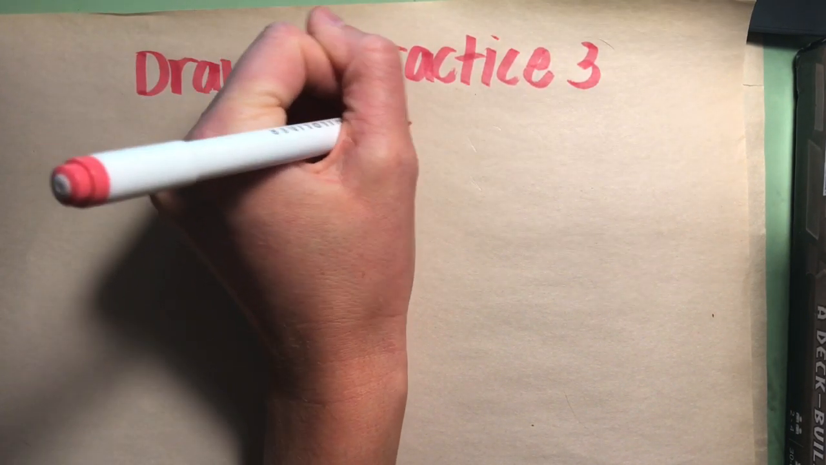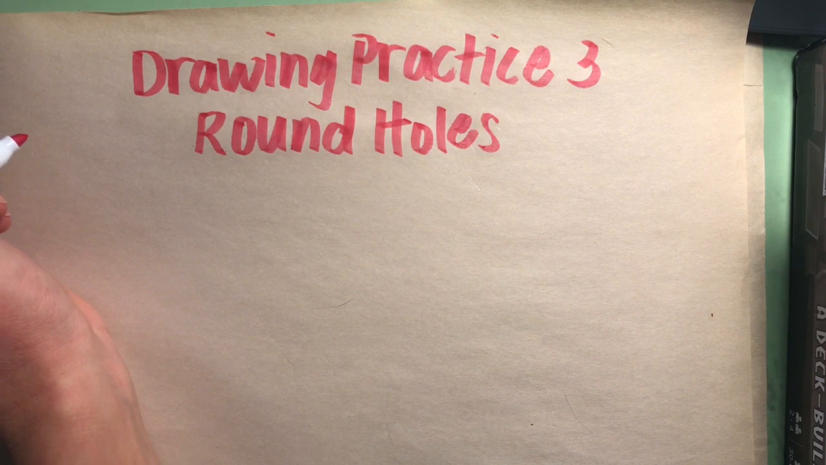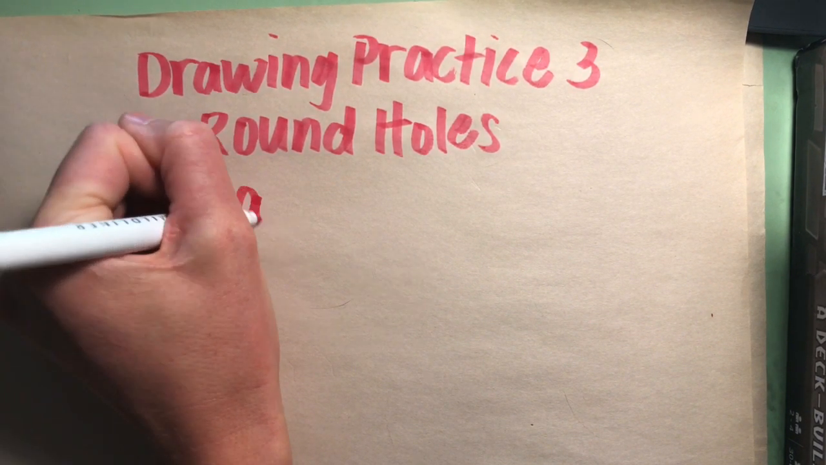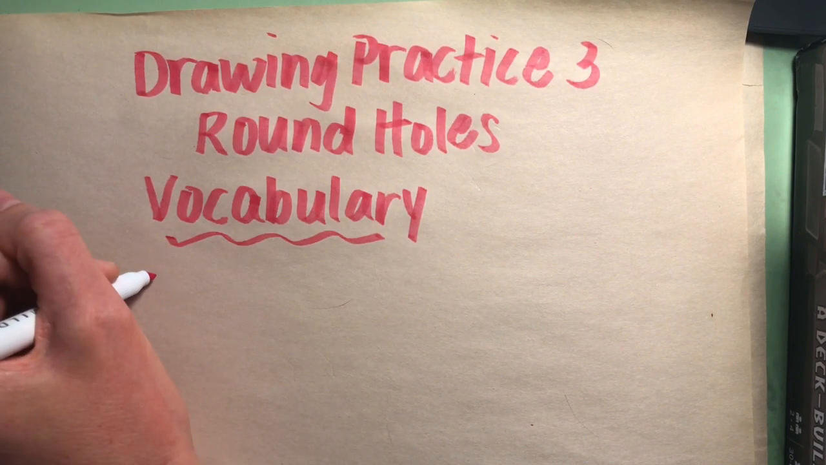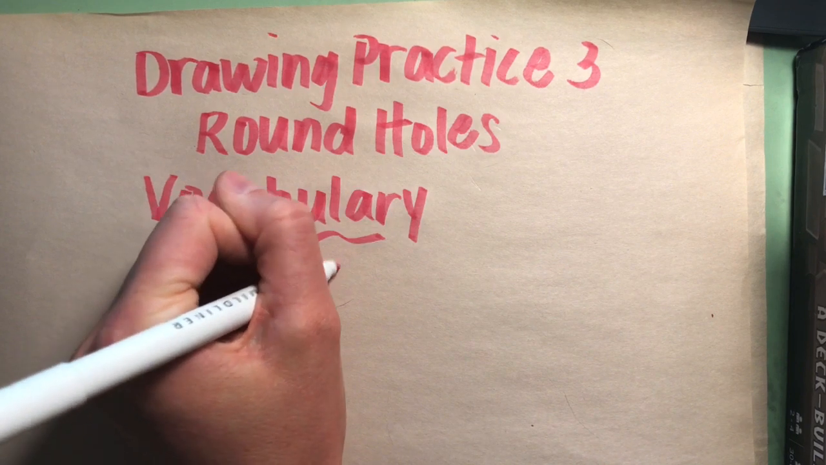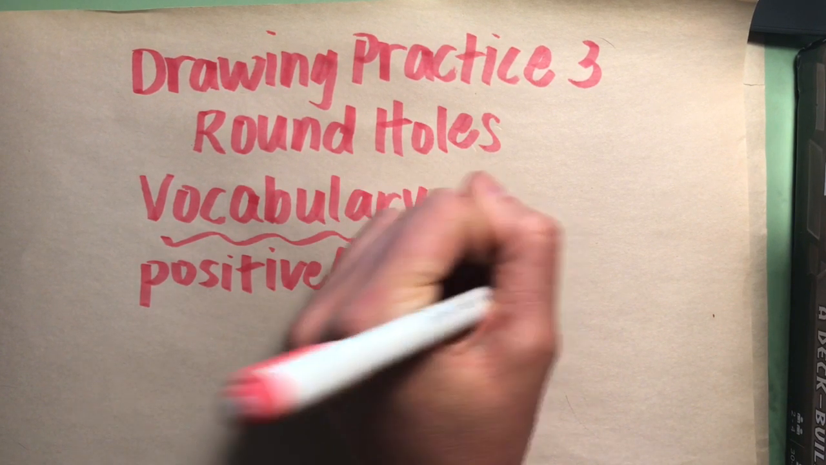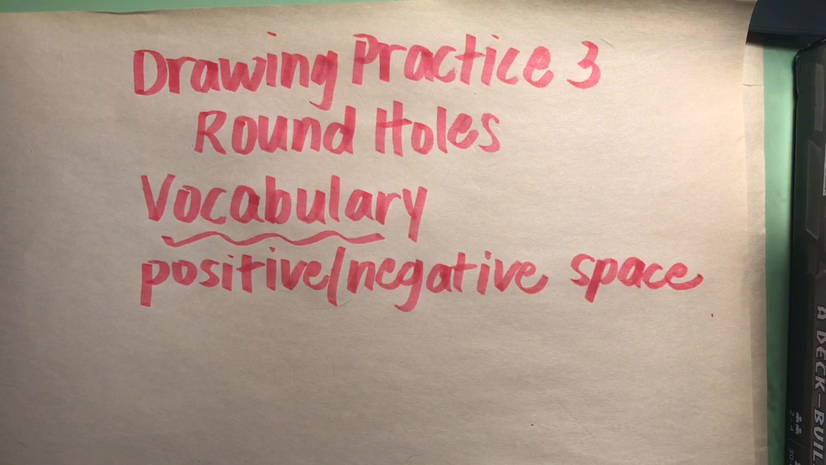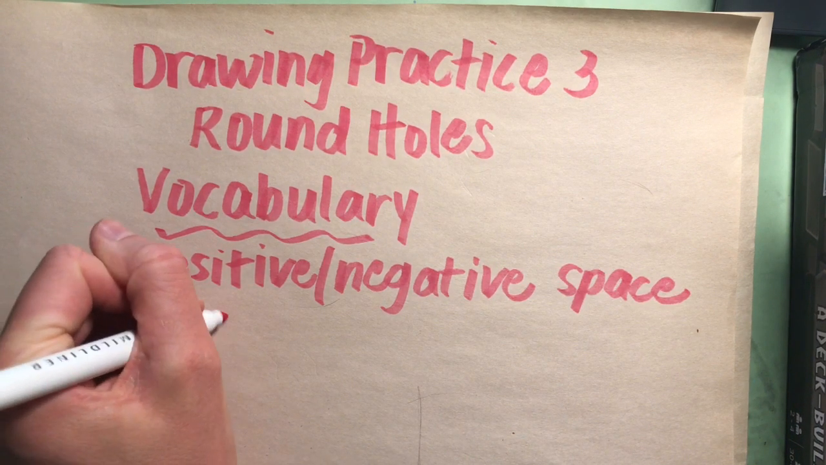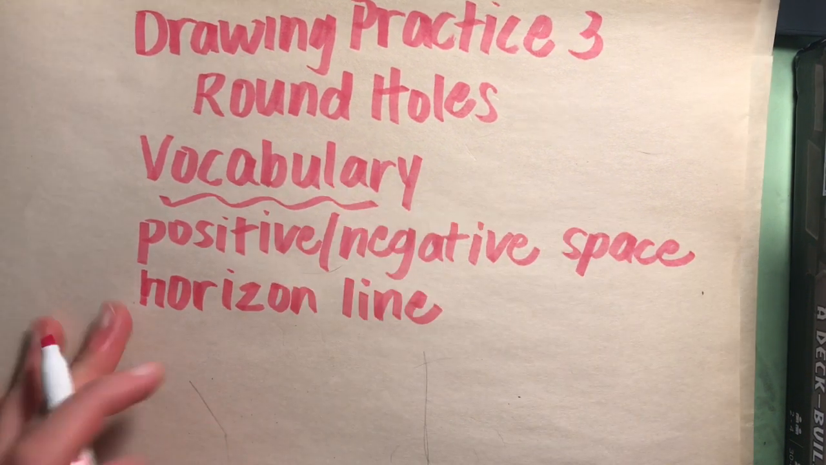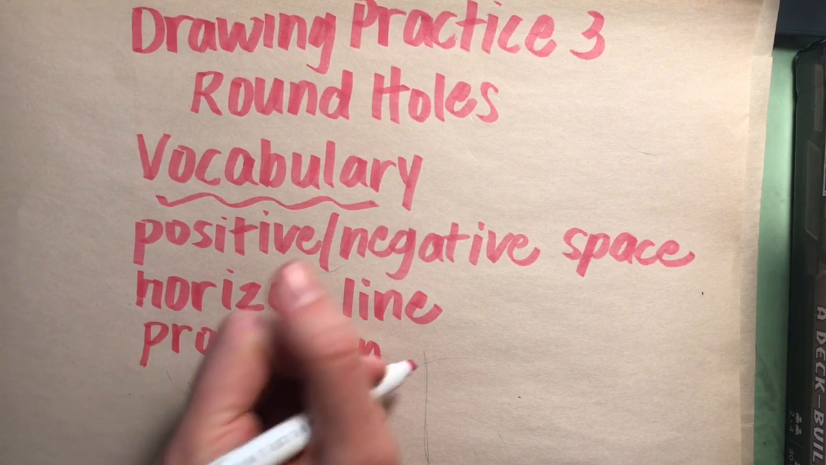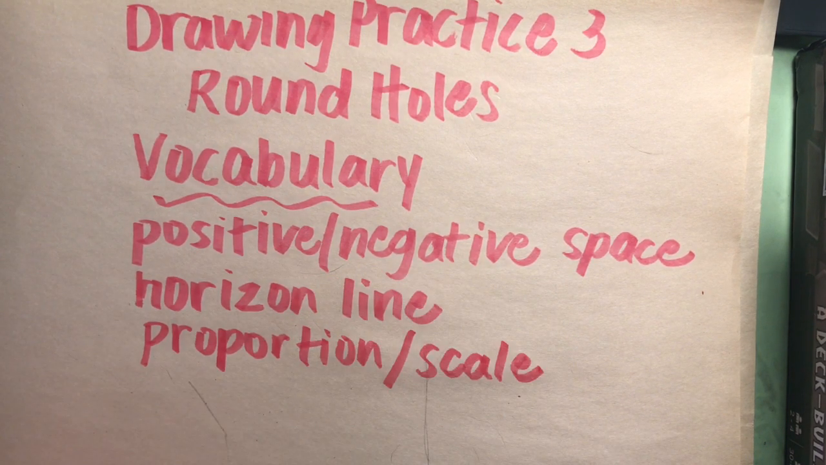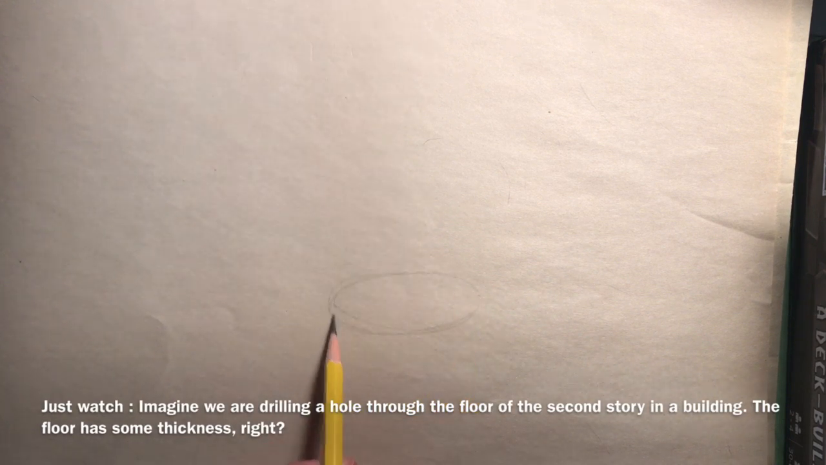In this practice, we're going to be working on drawing round holes. Our vocabulary words include positive and negative space, horizon line, and proportion. We can also call this scale. You'll also need to recall what we learned about cylinders in the last lesson.